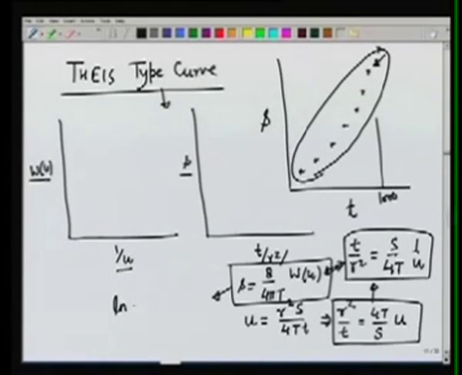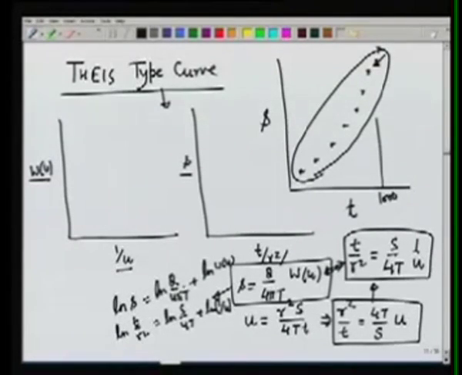For example, if you take the log of this, and similarly, if you take the log of the second equation, this tells us that there is only a shift which is given by these two parameters in the curves: S versus T over R square on log scale, and W(U) versus 1 over U, again on log scale.